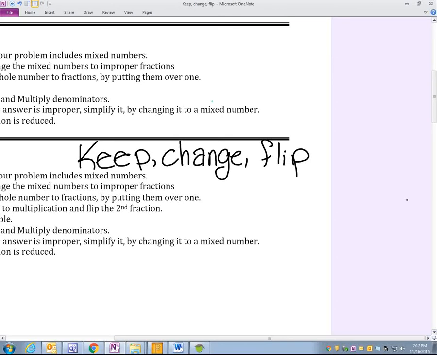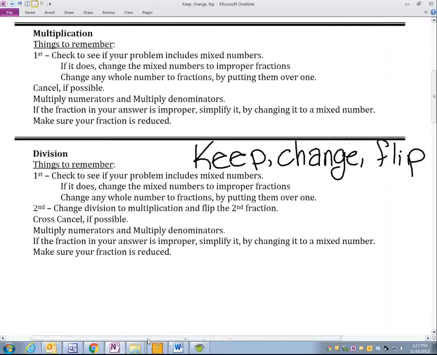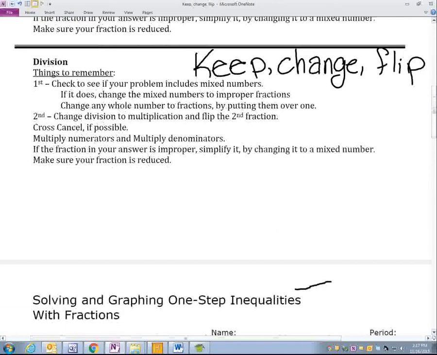Next one we have cancel if possible, and so on. We said that. Division. Keep, change, flip. There were people that were doing flip, keep, or something. I don't know. Okay? Keep, change, flip.